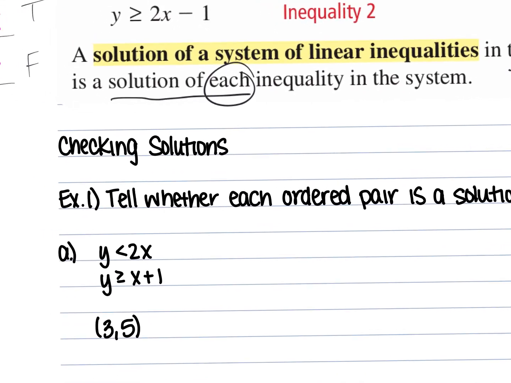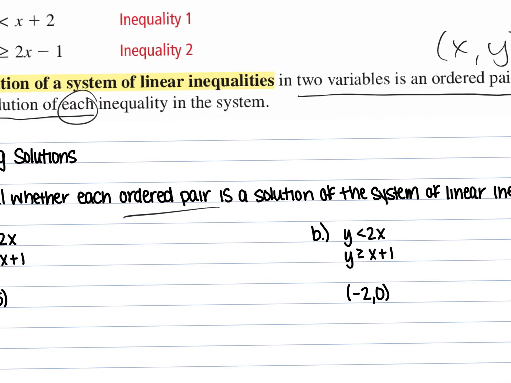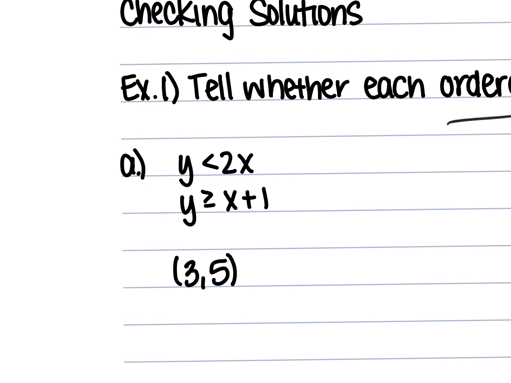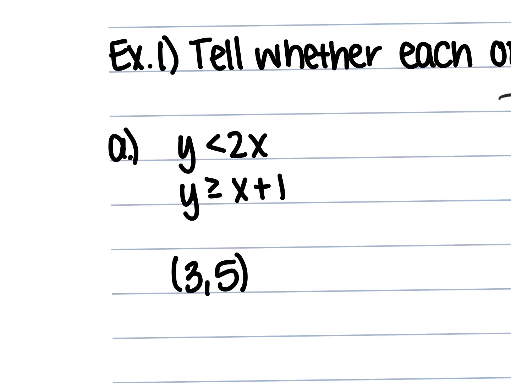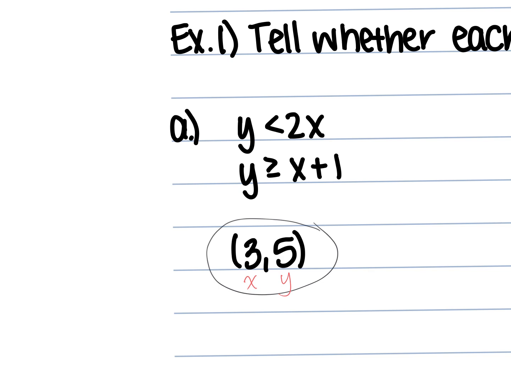Okay, so let's take a look at example 1. We're telling whether each of these ordered pairs is a solution of the linear inequalities, okay? Now, you do not have to solve this system of linear inequalities. It's asking whether this is one of the solutions. How do we test whether something's a solution? You plug it in. So we're going to replace 3 with what variable? X. And we're going to replace 5 with what variable? Y.